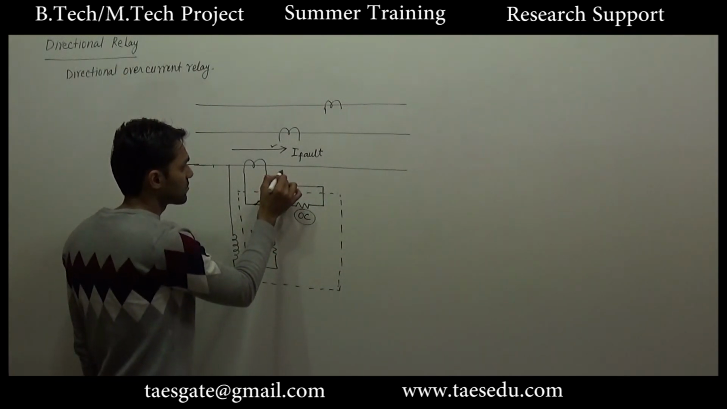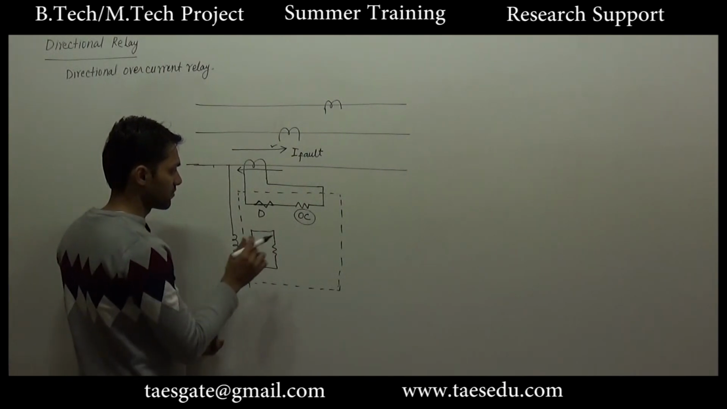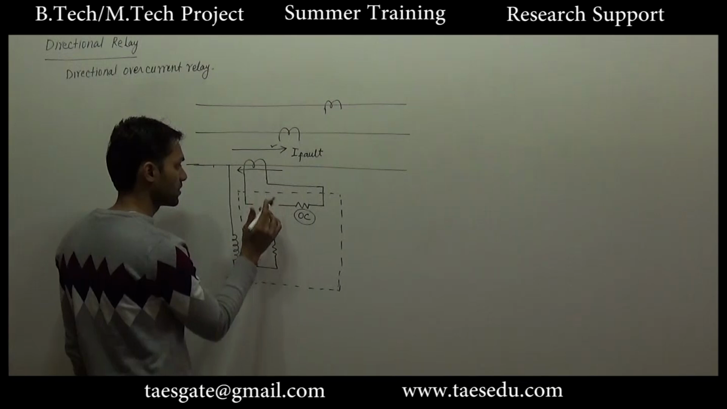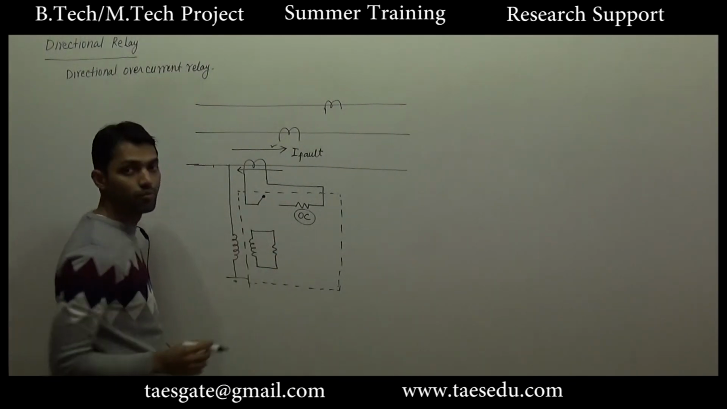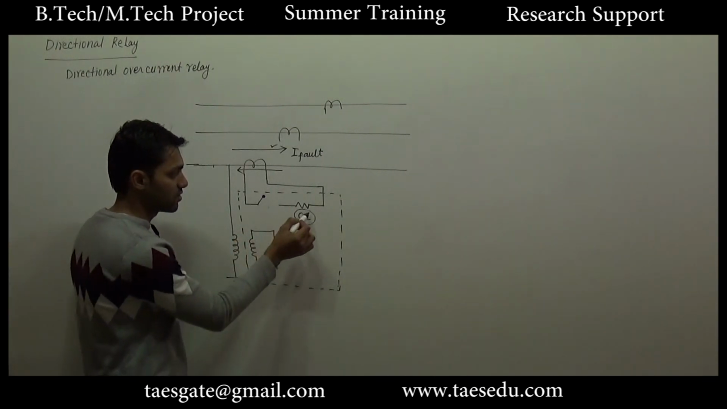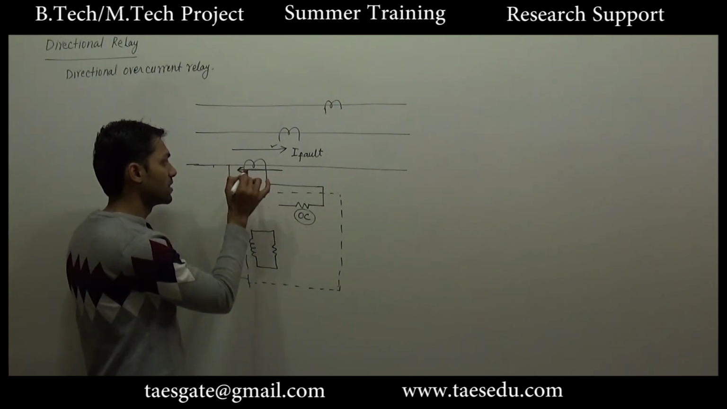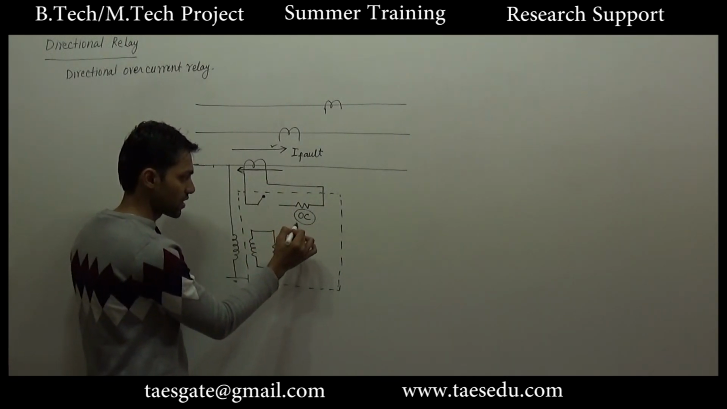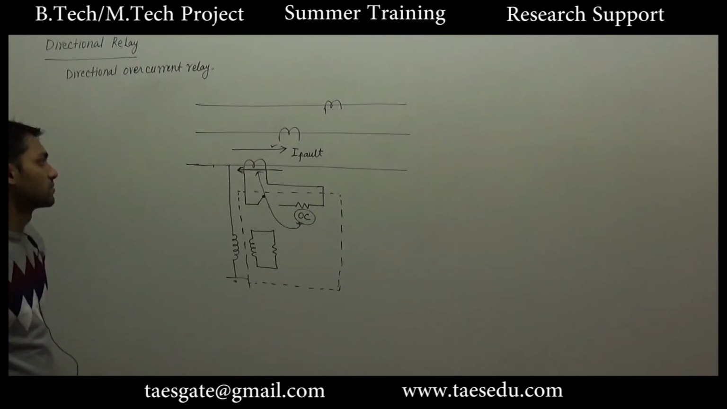But if the current is flowing in the opposite direction, using the phase principle, the directional relay will open its connection, or it will block the operation of the relay. Since this is connected in series with the overcurrent relay, it does not matter what the magnitude of current in this direction is. Since this circuit has been opened, the overcurrent relay cannot detect this current as a fault current.